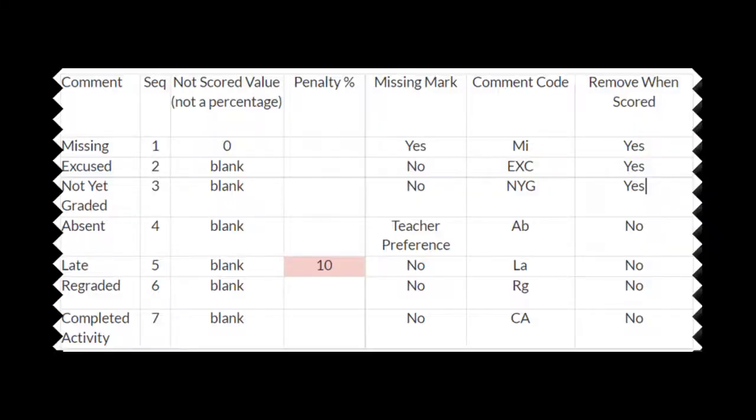You will know that you've set your comment codes up correctly when you click the drop-down menu and you see only 7 Robinson-approved comments.